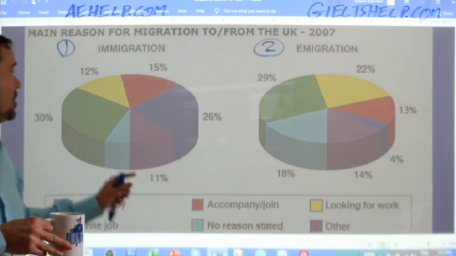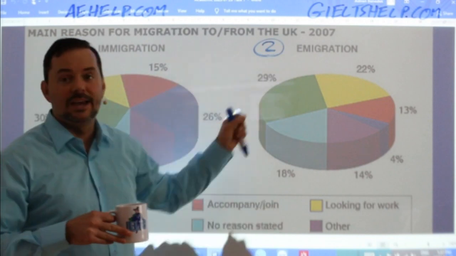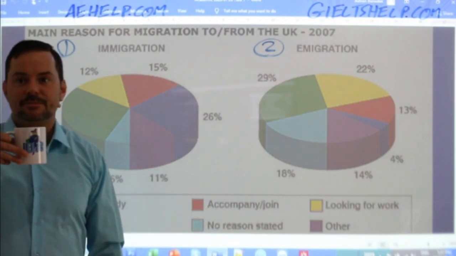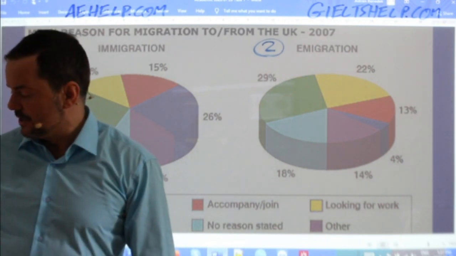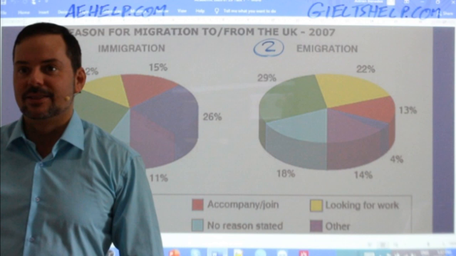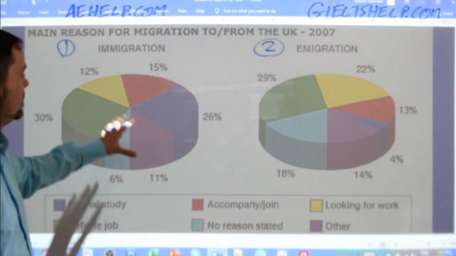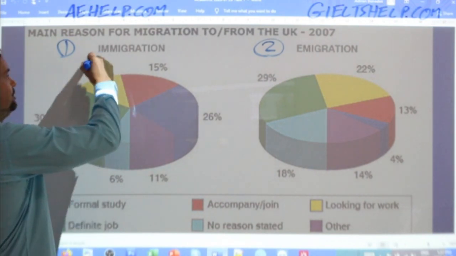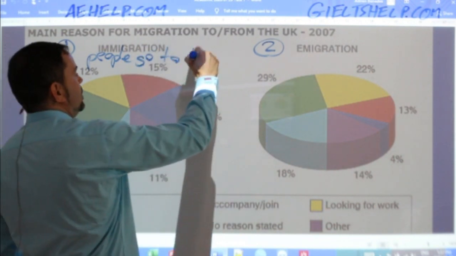So if this pie chart is showing reasons for immigration to the UK, are people moving to the UK or are they moving away from the UK? Okay, Amira says that the first pie chart means that they're going to the UK. That's right. So here it's reasons why people are going to the UK.